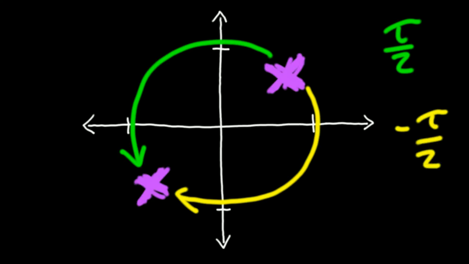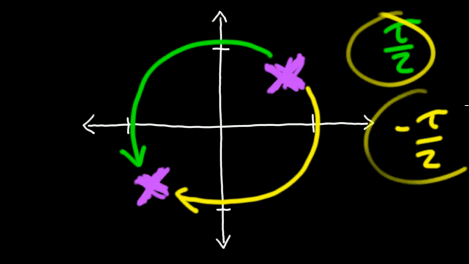And I think you'll agree with me that there's no difference. It doesn't matter whether you go around the clockwise direction or the counterclockwise direction. You're going to end up with the same sequence of samples either way. In other words, there's no difference between the frequency tau over 2 and the frequency negative tau over 2. They're exactly the same.